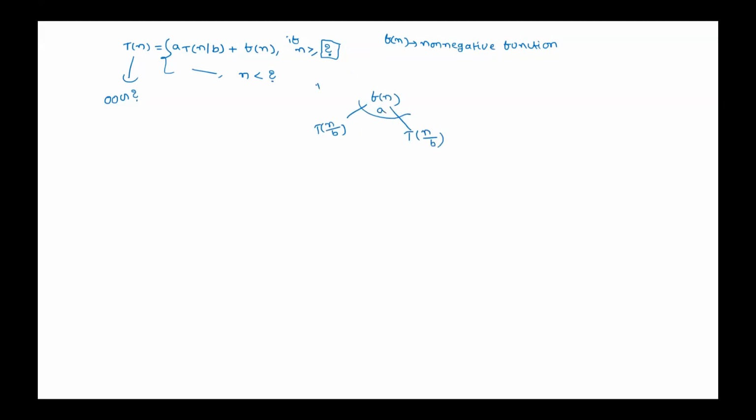Same T of n, we have written it like this. f of n is the amount of work, and again this is T of n by b, A times. Is that correct? Yes, sir, it is correct. Now, T of n equals A times T of n by b plus f of n. What is T of n by b? Wherever n is there, we substitute n by b.